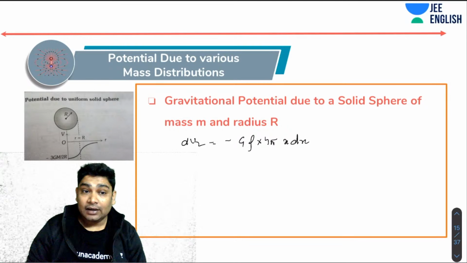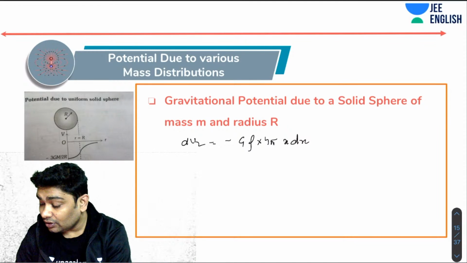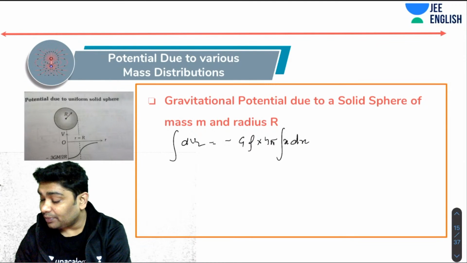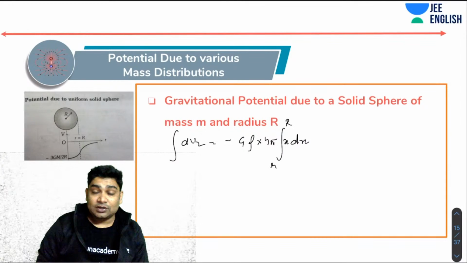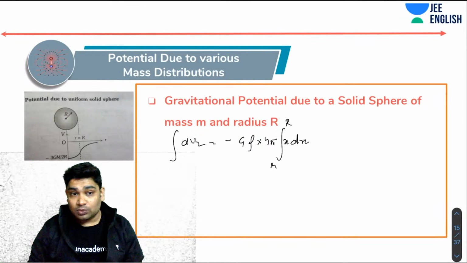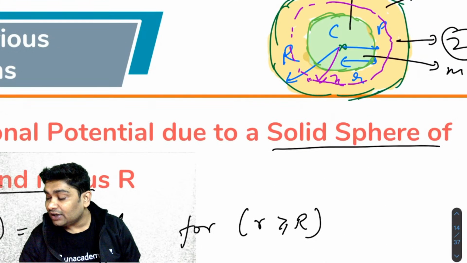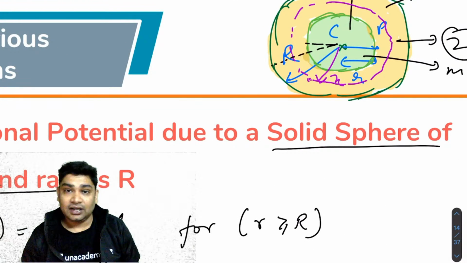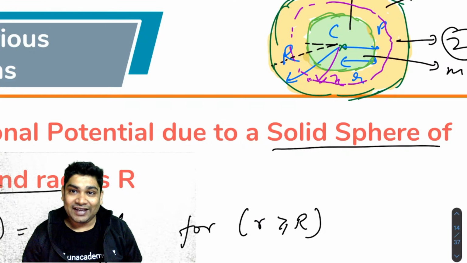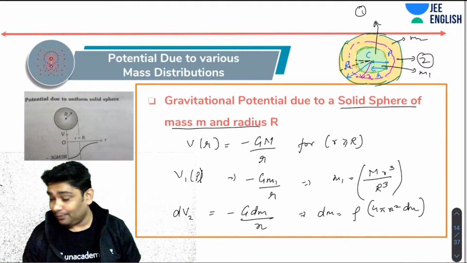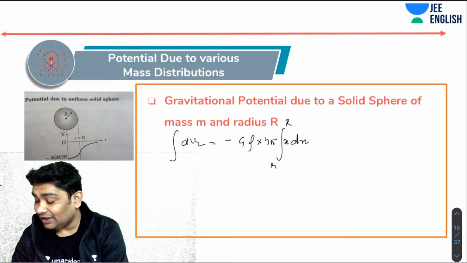Okay. Now the integration limits would be from small r to capital R, correct? That is going to be the range of my x. The small shells that I will consider here. The first shell would have this radius and the final shell would have this radius, correct? So the integration limits of x would be from small r to capital R. Now let's see what that result is.